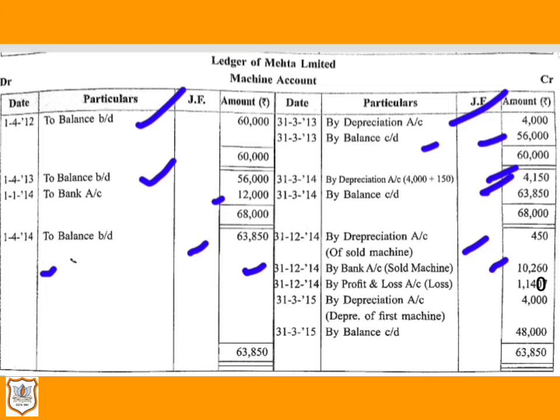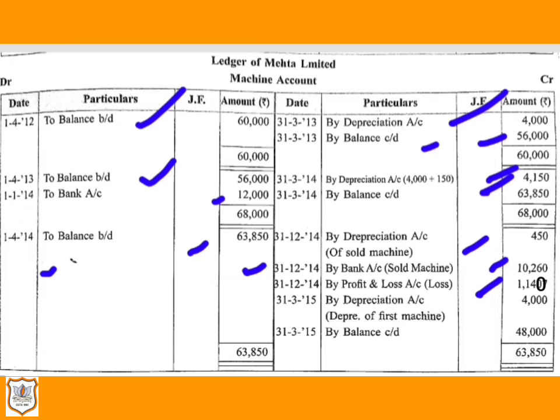Then we have sold it at 10% loss. So here, as it is a loss, we will show it on the credit side of the machine account. Amount is 1,140.